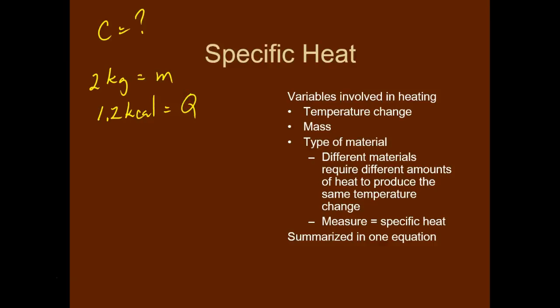To increase the temperature of that metal from 20 degrees Celsius to 40 degrees Celsius. What's that telling you? 20 degrees Celsius to 40 degrees Celsius. That produces what? That would be 20.0 degrees Celsius. That's your change of temperature. So you're looking for specific heat.